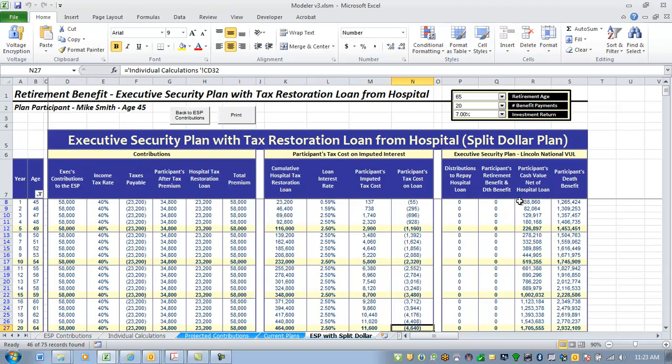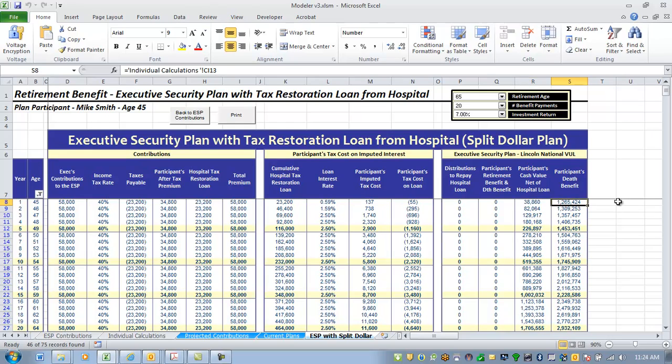You can also see then in the last set of columns what's happening with respect to the actual policy. The executive's share of cash value would be about $38,000 at the end of the first year. That's based on a 7% investment return, and based on the fact that while there's been $58,000 of contributions made, a portion of those contributions are really due back to the hospital. So this is the executive's net share of cash value.